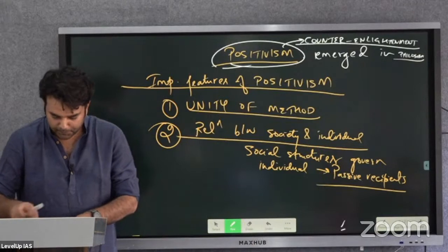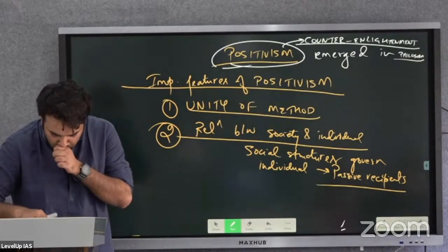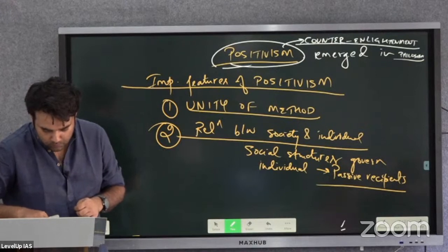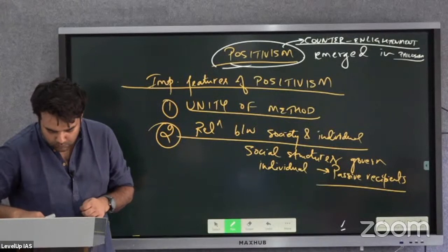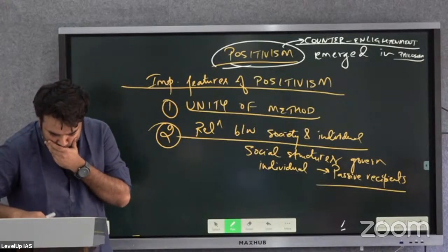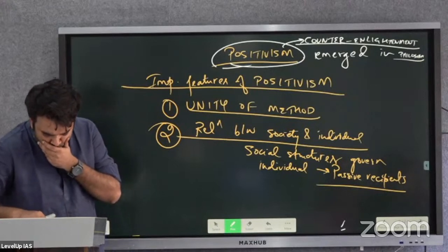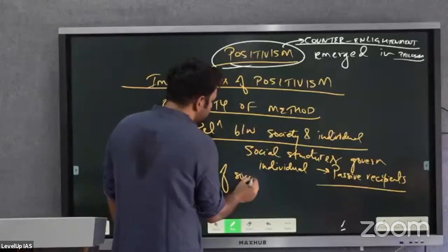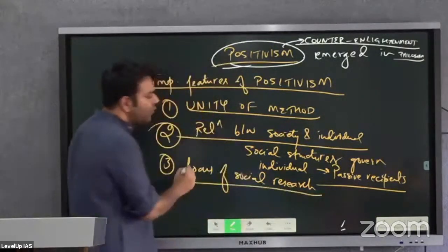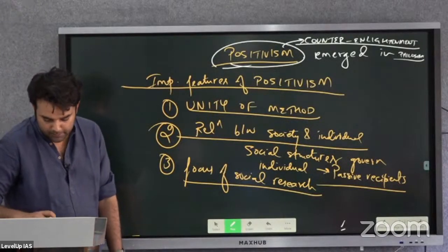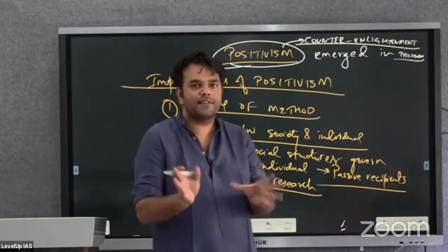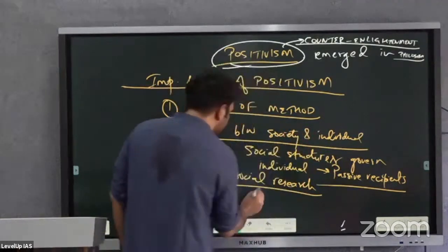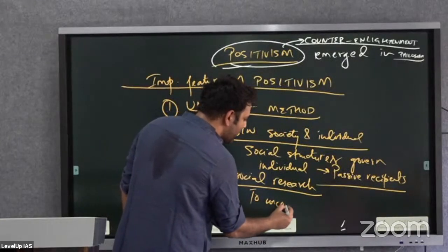You can write one more feature here: Garfinkel. The focus of social research. What is the focus of social research conducted by positivists? To uncover the laws, which I just told you. You can write that here as one of the features: to uncover or to discover the laws.